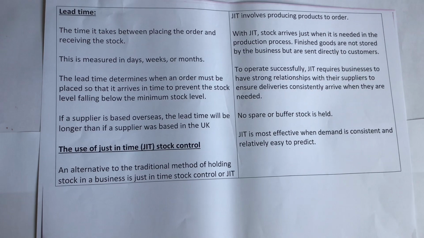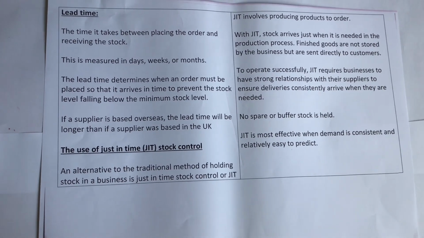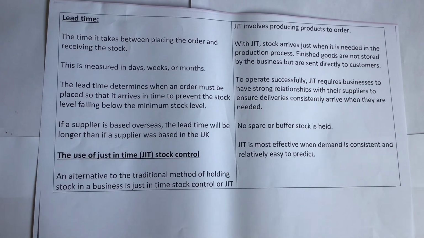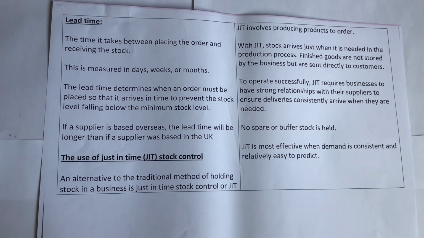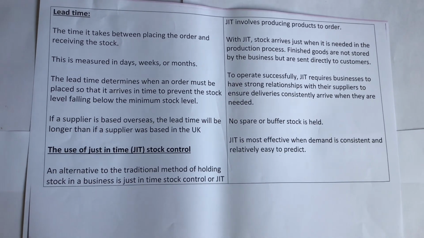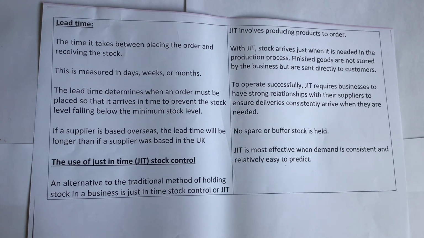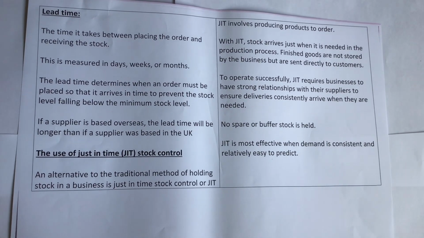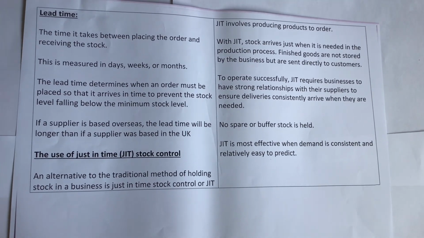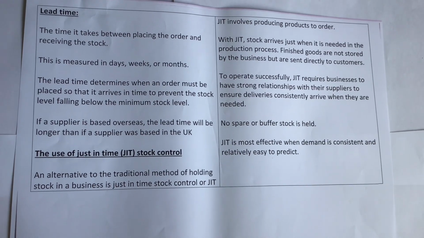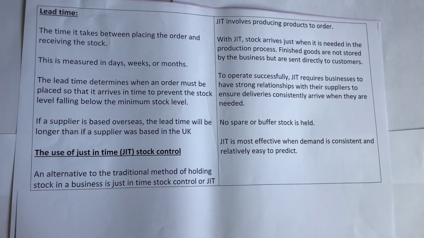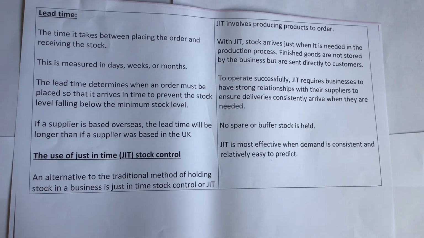The use of just-in-time, JIT, stock control. An alternative to the traditional method of holding stock in a business is just-in-time stock control, or it's written JIT as well. JIT involves producing products to order. With JIT, stock arrives just when it is needed in the production process. Finished goods are not stored by the business but are sent directly to customers.